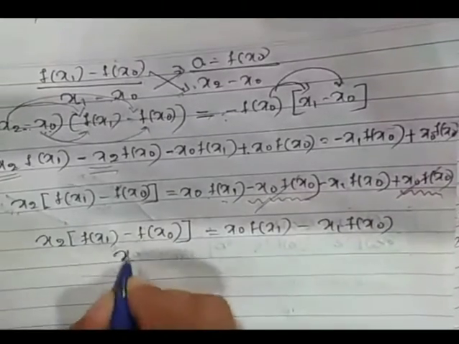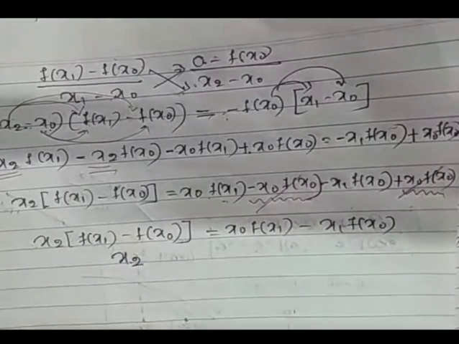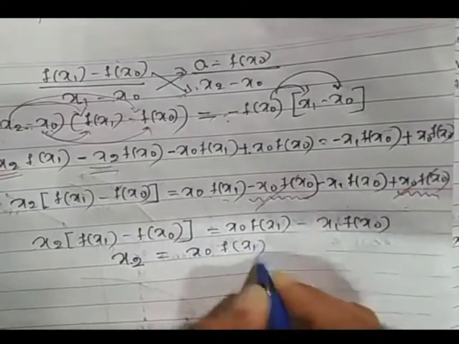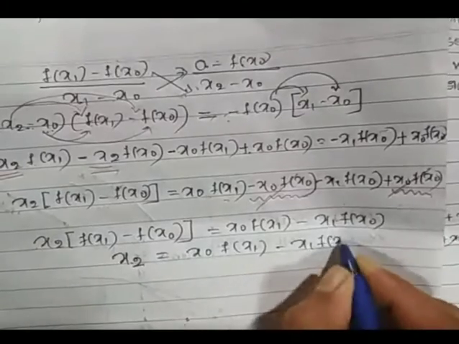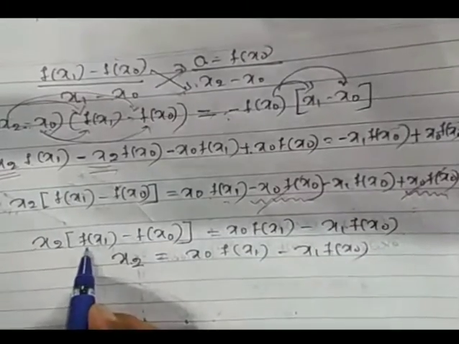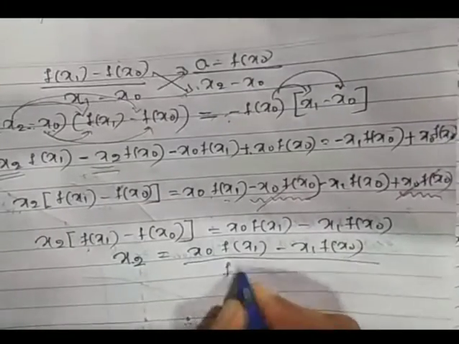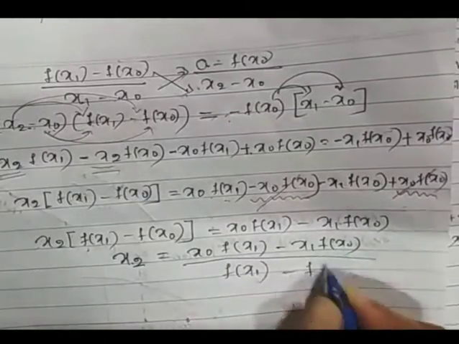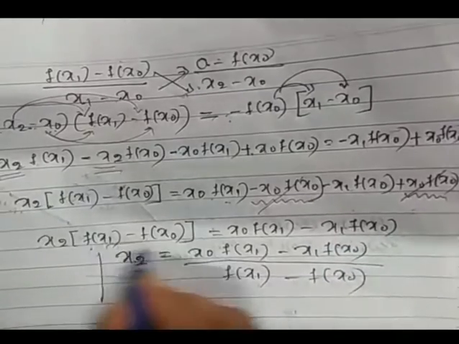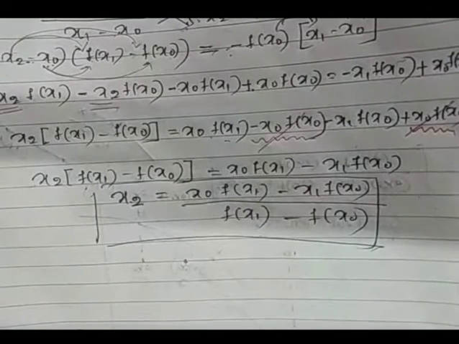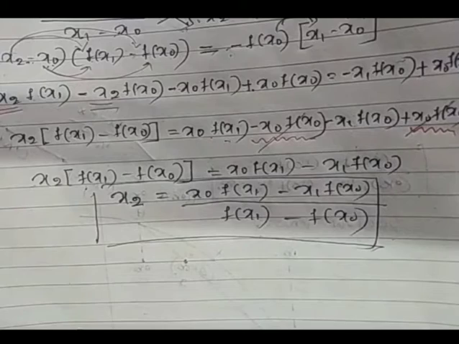Then we are calculating here the second approximation, that is the x2 value. So x2 is equal to x naught f of x1 minus x1 f of x naught. Take this multiplied term to this side of the equation, then this is divided by f of x1 minus f of x naught, and this is the required secant method formula to calculate the x2 approximation. This is exactly similar to the regular falsi method.